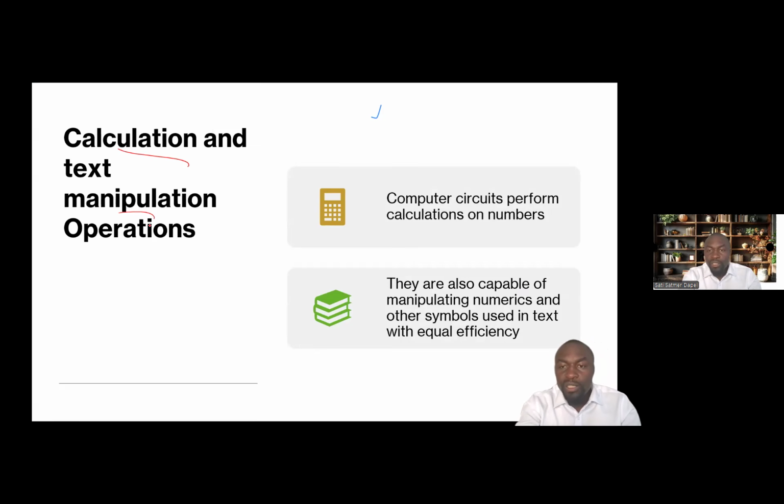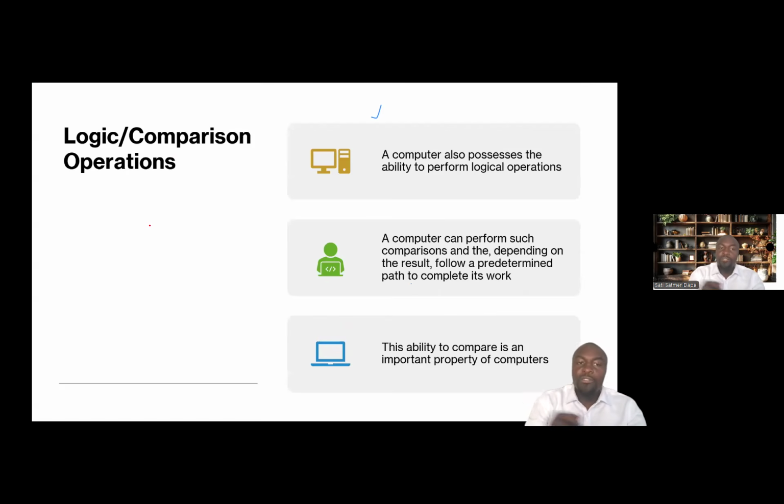That is word processing. So computer circuits perform calculations on numbers. They are also capable of manipulating numerics and other symbols used in text with equal efficiency. And then logic comparisons and operations. A computer also possesses the ability to perform logical operations. A computer can perform such operations, and depending on the results, follow a predetermined path to complete its work. So this ability to compare is an important property of computers.